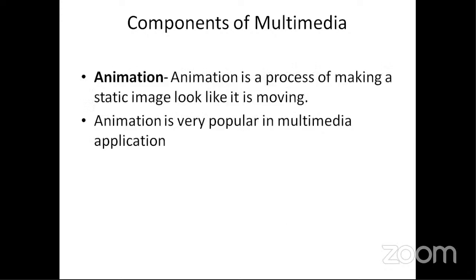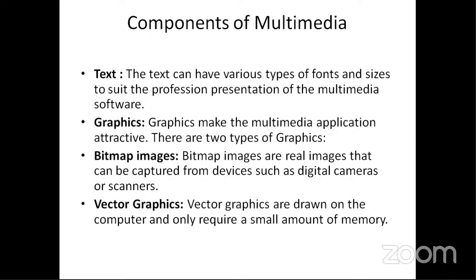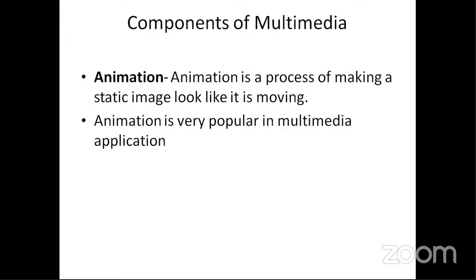The last one in the components of multimedia is animation. What we have known: text, graphics, audio, video, and animation. What is animation? Animation is a process of making a static image look like it is moving. The image is created by us, and though it is a static image, it looks as if it is moving. It is talking. It is performing the act.